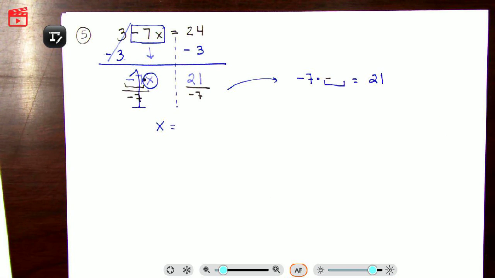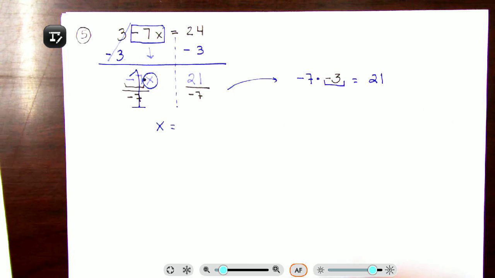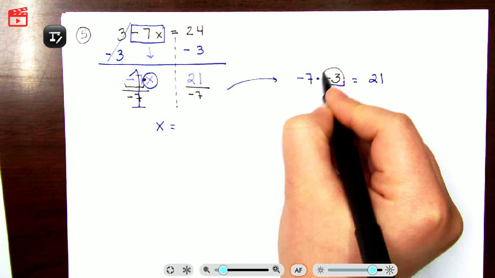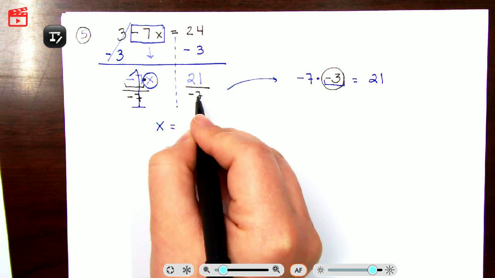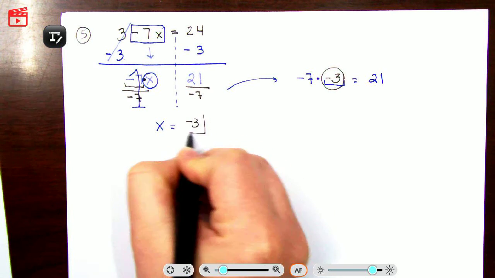Now, 7 times what is 21? I'm going to count by 7s: 7, 14. So I'm counting how many times I have to count 7s in order to get to 21. So 7, 14, 14 plus 7 is 21. So I need 3. So this right here is 21 divided by negative 7. So I have negative 3 as my answer.